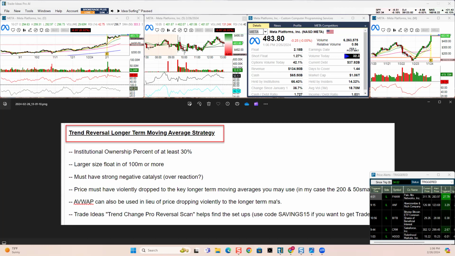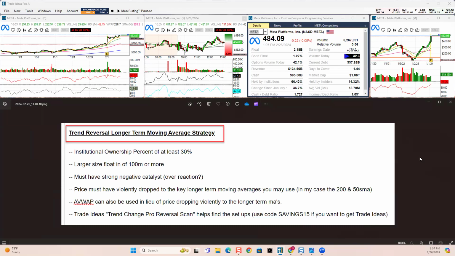So let's go over some of the criteria we are looking for. I use the Trade Ideas swing trading trend change reversal scan to help me identify charts that have this sort of setup.